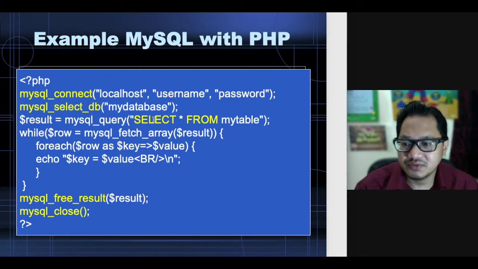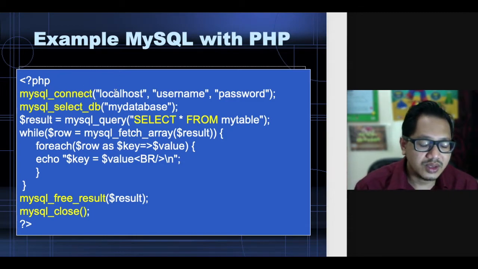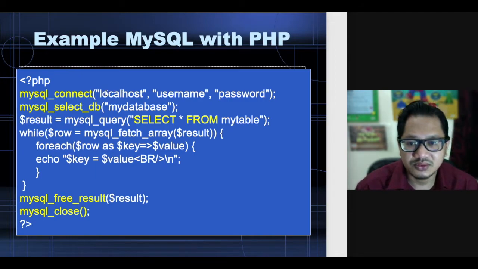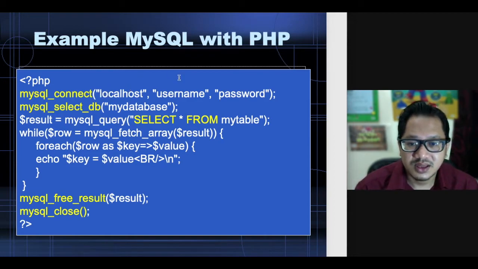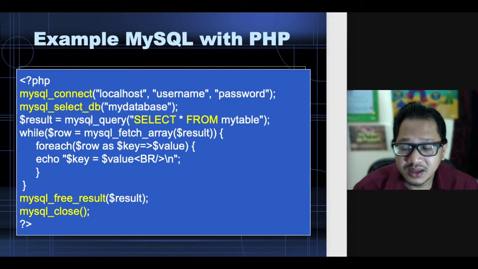This is the overall example. Firstly, you need to make a connection first. Localhost, if you use localhost. If you use cloud, put the link to the cloud. And then username and password, and then the MySQL database. Which database you want to select, and then put your result query.